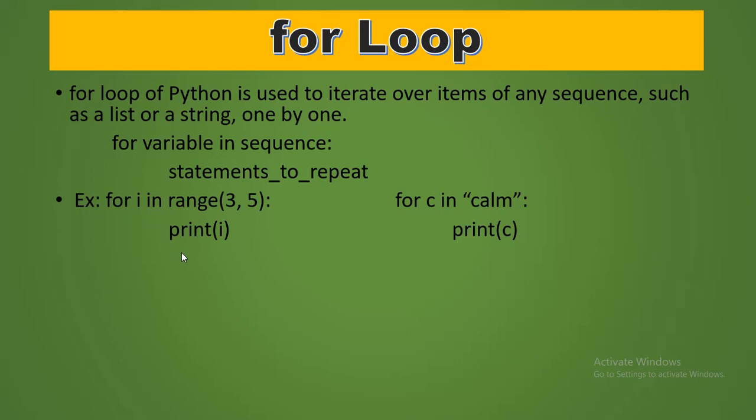The second example is for c in "calm", print c. That means it is going to print each and every character of the string on separate lines. So the output of the first example will be 3, 4, and the output of the second example is C, A, L, M printed on separate lines.